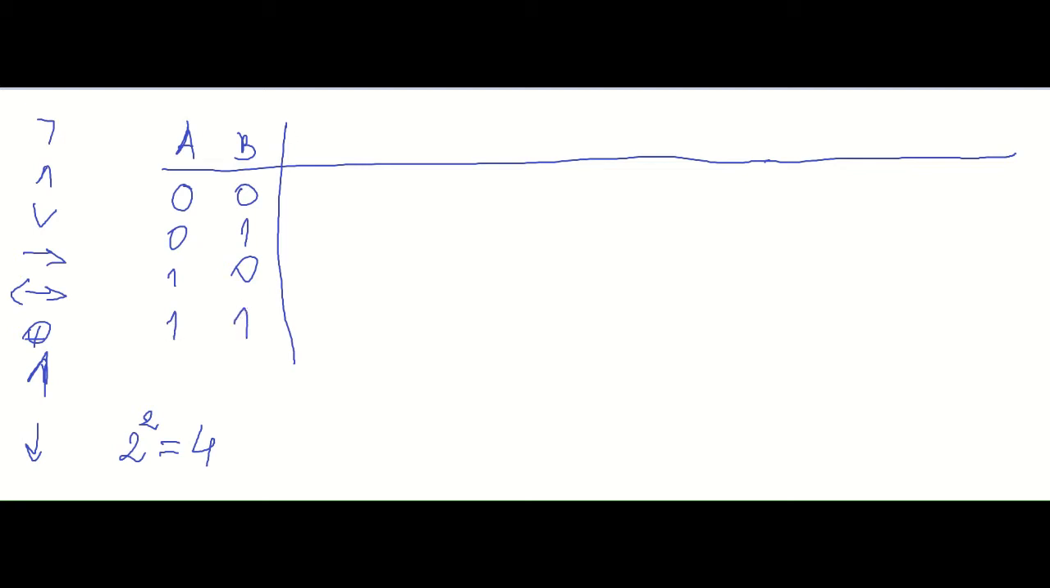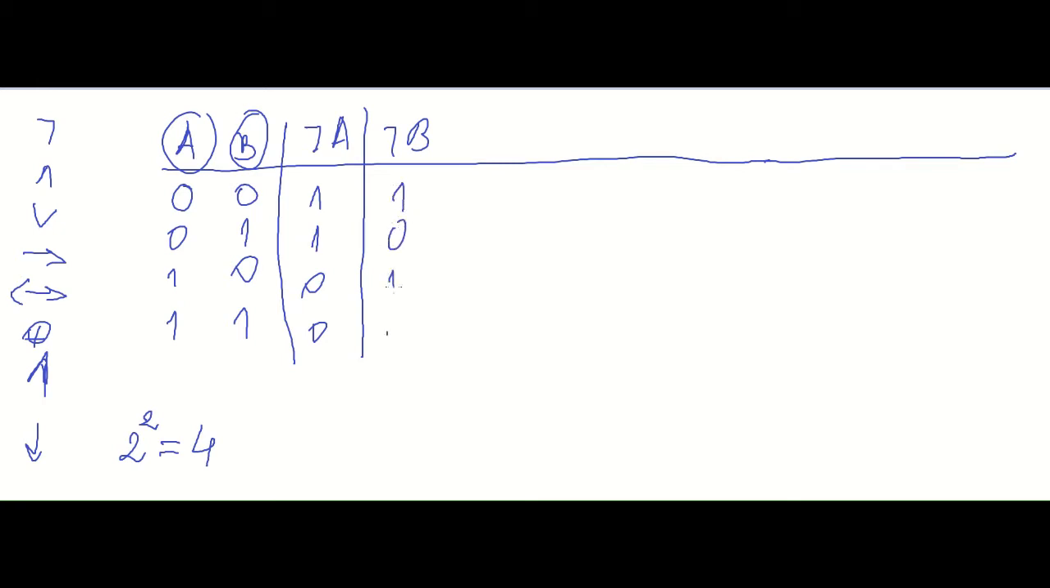So if we have a negated A, we invert the column A. So we will get 1, 1, 0, 0. If we have negated B, we get the inverted column B. So as a result, we write 1, 0, 1, 0. Yeah, we simply invert the initial columns.